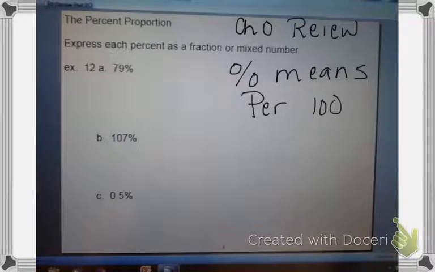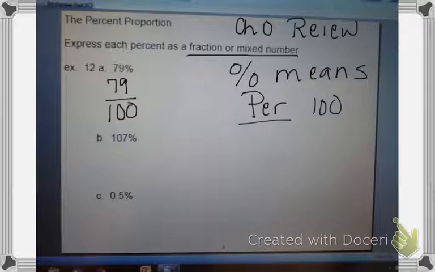Percent stands for a fraction. So 79% means 79 per 100, or 79 over 100. Then it says as a fraction or a mixed number. This is not an improper fraction, so we would not turn it into a mixed number. You would try to reduce, but there is not a common factor that goes into 79 that also goes into 100, so you are finished.